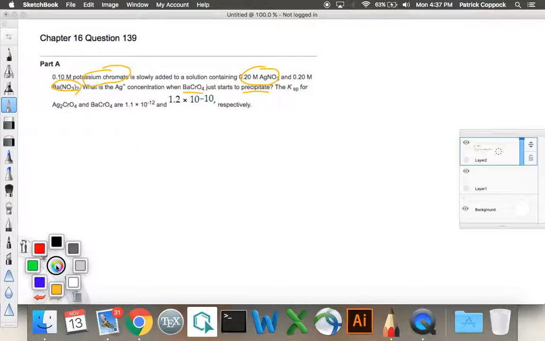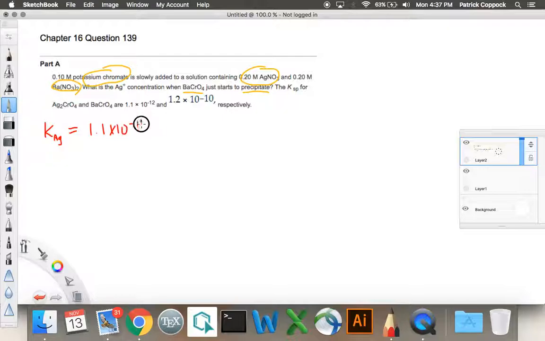Let me change colors here. Ksp, let me go with red. The Ksp of silver chromate, I'm going to write this as that. It's Ksp, but I want to keep them separate. It's 1.1 times 10 to the minus 12, and the Ksp of the barium precipitate is 1.2 times 10 to the minus 10.